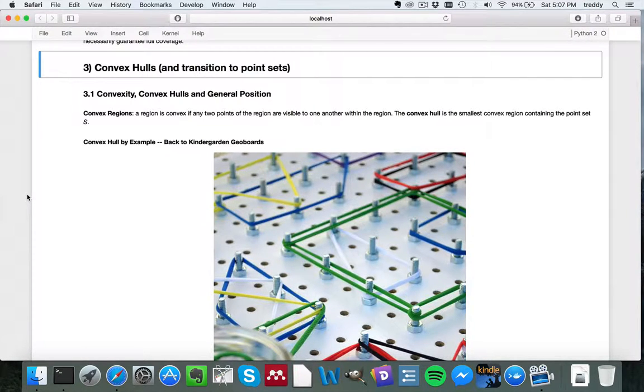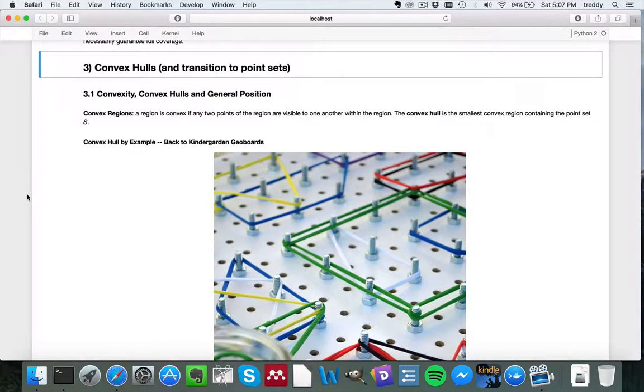And convex hulls are really arguably one of the most fundamental concepts in algorithms in computational geometry. If you take an algorithms class, even if you don't have a huge background in computational geometry, you'll immediately think about convex hulls if someone talks to you or asks you about computational geometry.